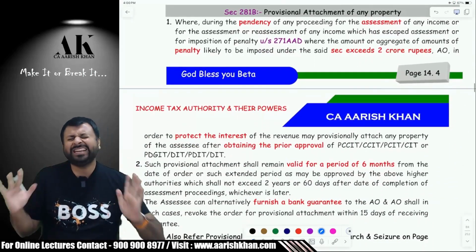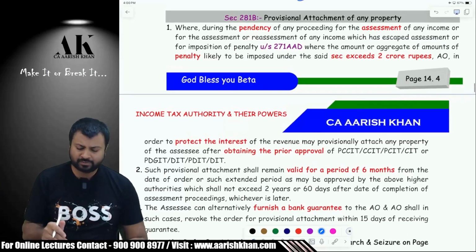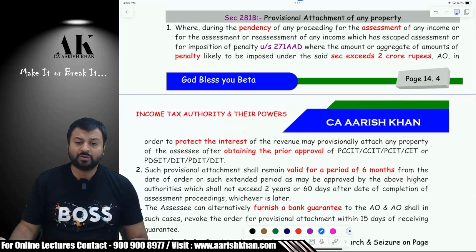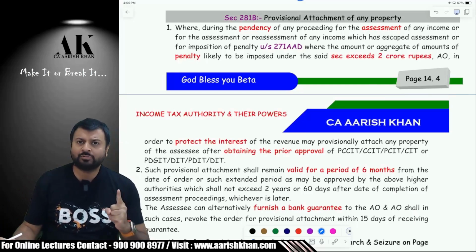Next one is a very important provision. I can say the second important provision of this chapter after survey, and this provision is very important in this chapter. That is provisional attachment. What is a provisional attachment? Provisional attachment means the government will attach your property and now you cannot sell the property unless the government releases your property. Okay. So you cannot sell the property unless the government releases it.